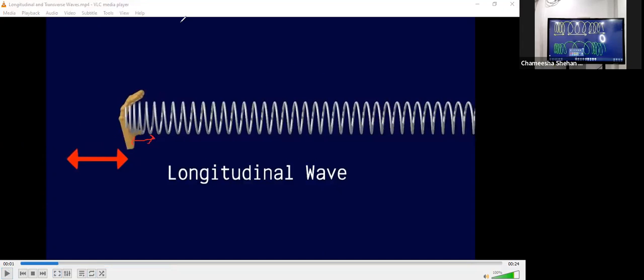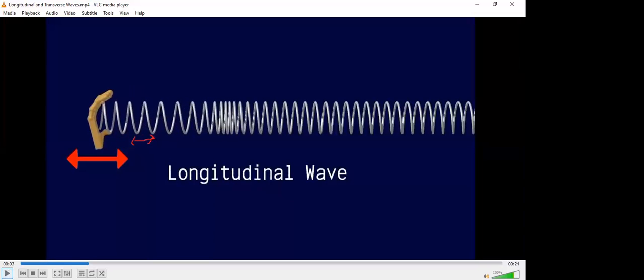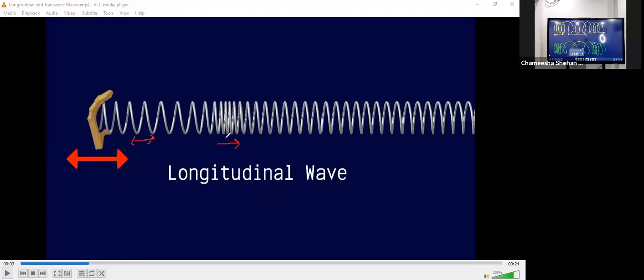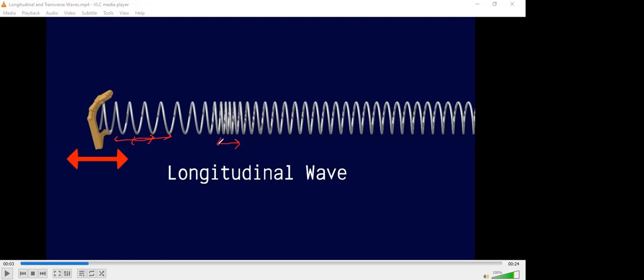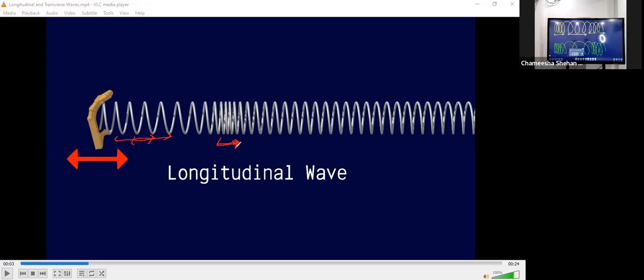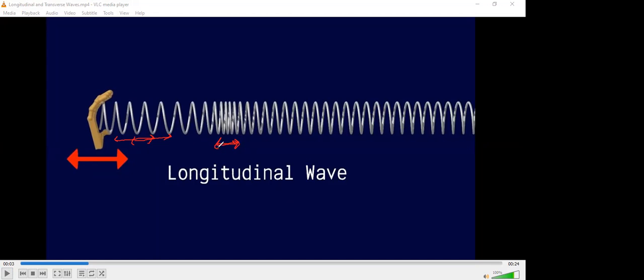The next thing. Like the first wave, now the compression is somewhere here. Then this region is entirely called a rarefaction. Then can you see the size of the compression here, Chanuki? Compared to the first one.